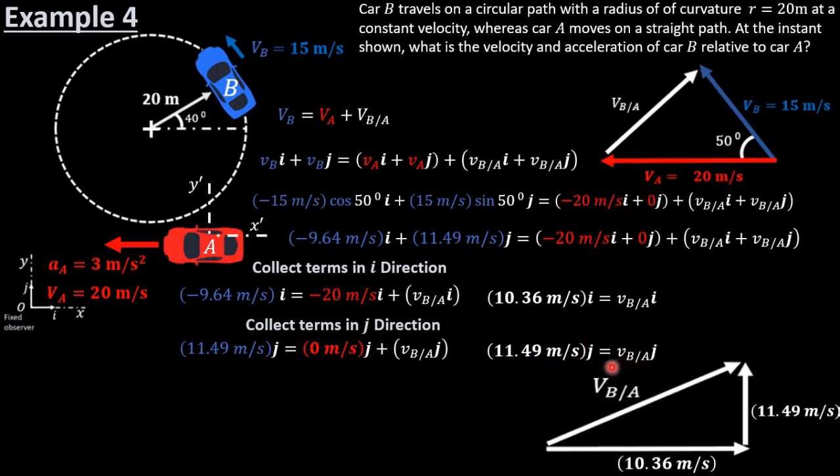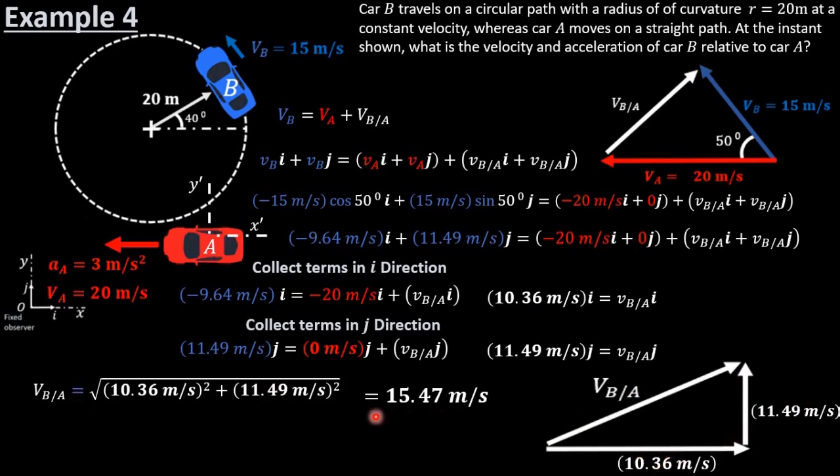So next I'll draw the velocity of car B relative to car A and its components here. Okay, so this was plus from here, and this component here is positive from here. Okay, so if we find out the magnitude, we apply Pythagoras to these two, and we get 15.47 meters per second, and that completes that part of the question.